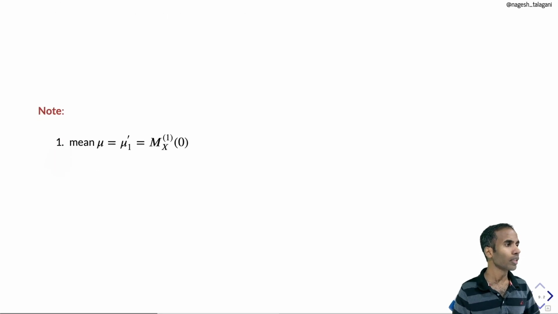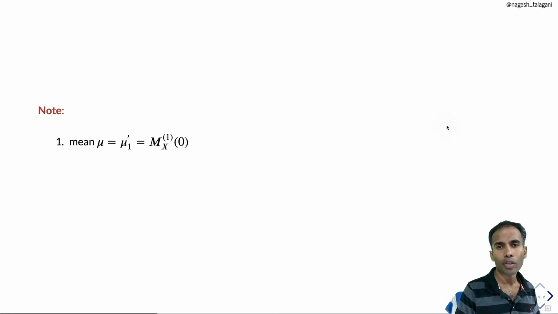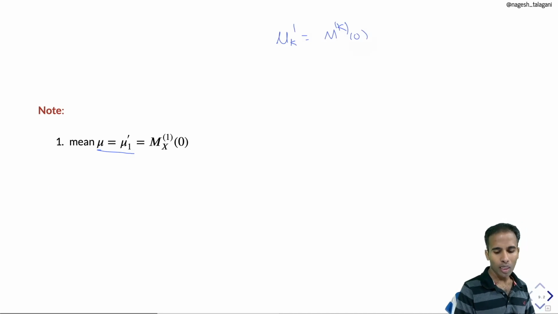Note here, in this note, we are going to see how to compute mean and variance through the MGF. Mean is what? The first non-central moment, mu1 dash. And we know that the kth non-central moment mu k dash is simply the kth derivative of the MGF at 0. So the first derivative of the MGF at 0 is simply going to be the mean. This is how we can get hold of the mean.